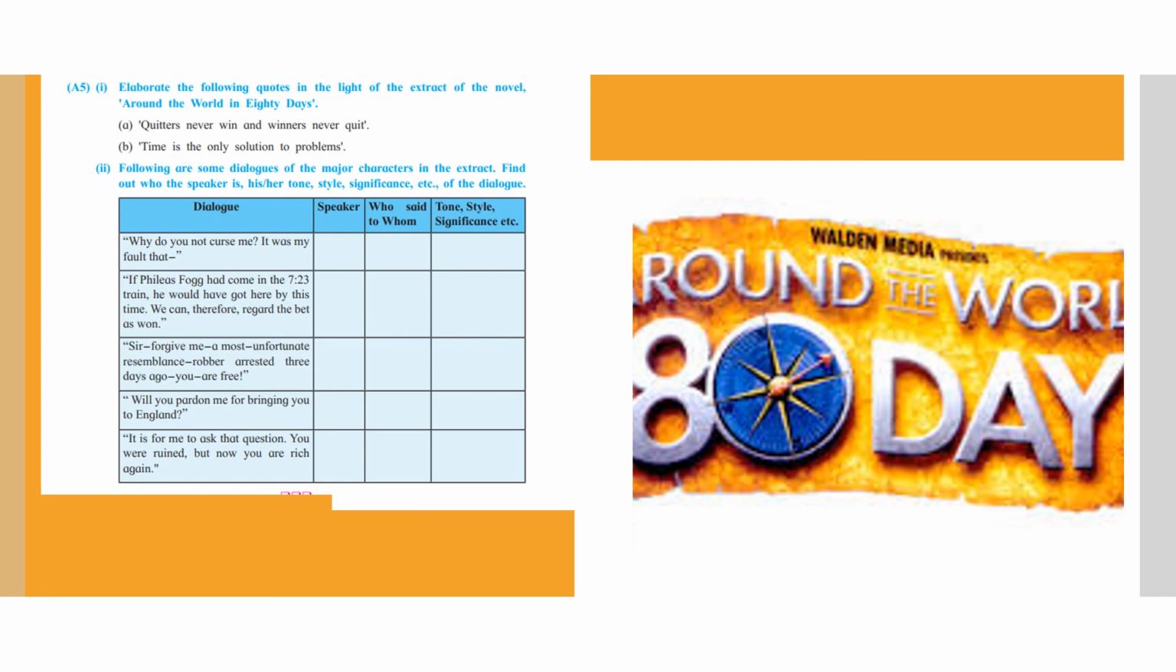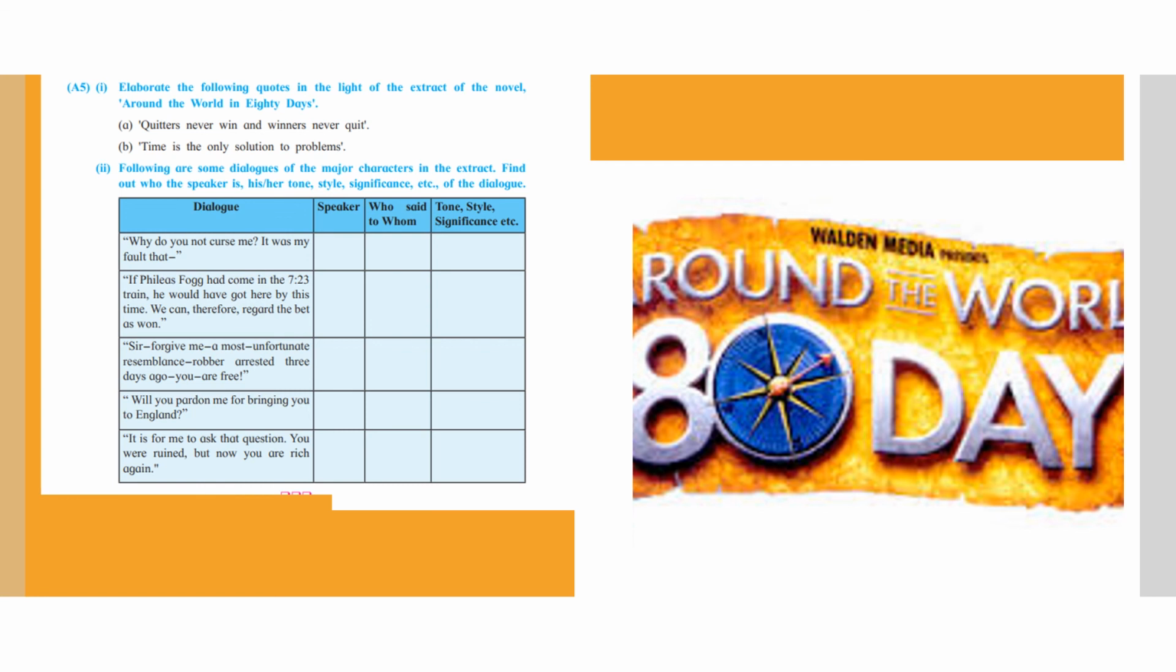The next one: "Will you pardon me for bringing you to England?" The speaker here is Mr. Fogg, and he speaks to Auda. The tone here is dignified, honorable, and proud. The style is humble, polite, and self-assertive. The significance is that Auda is grateful as Fogg proposes to her and claims the fortune belongs to her, showing gratitude and loyalty.